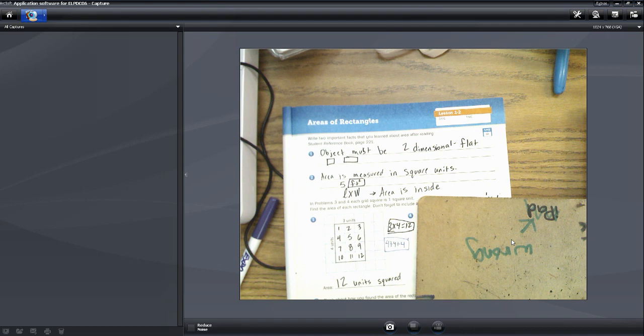Right? All right, notice what I did down here for my area. I said 12 units squared. Again, that is one way to write this answer. 12 units squared.